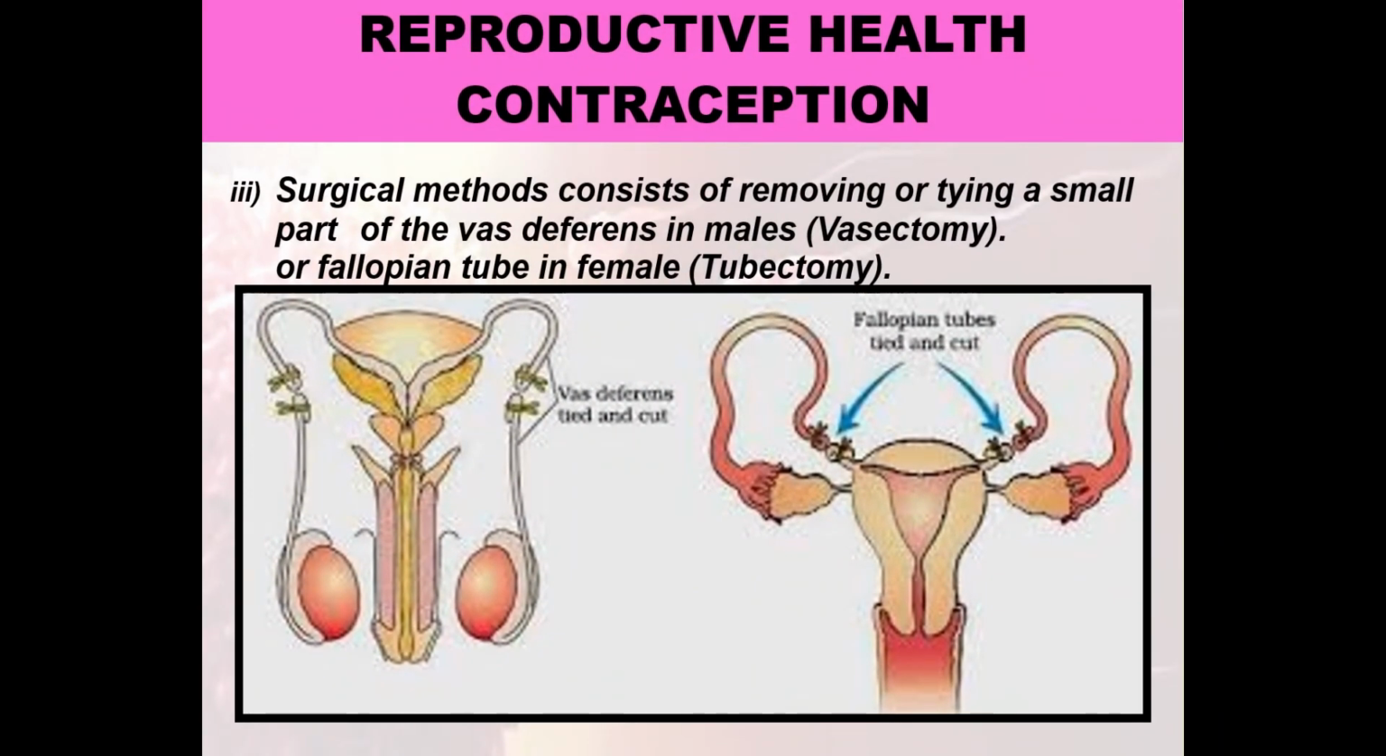Surgical methods include surgery. In this method, a small part of the vas deferens or a small part of the fallopian tube is either tied or cut. When it is tied with a small thread, then it is reversible, but when it is cut, that is irreversible. So this surgery or the cutting of the vas deferens is called vasectomy, and the cutting of the fallopian tube is called tubectomy.